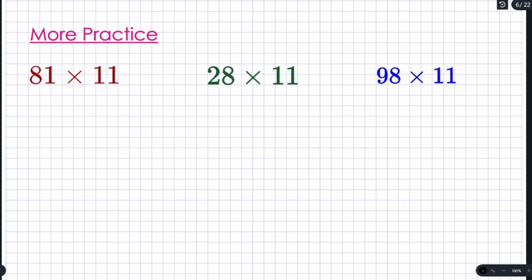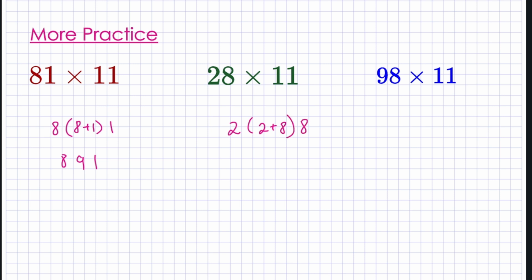Let's practice a few more. So 81 times 11, you add the 8 and the 1, and you put it between the original 8 and 1. So we have 891. Now 28 times 11, split up the 8, add the 2 with the 8, and then place the last 8.